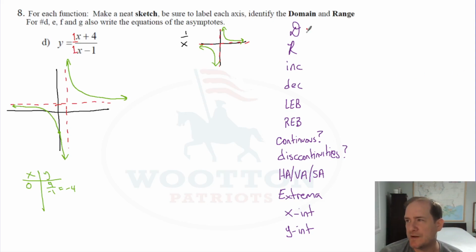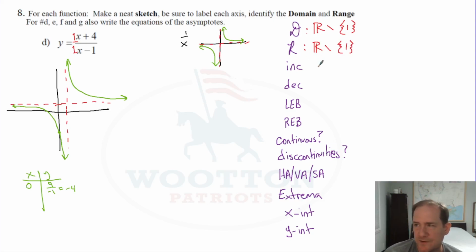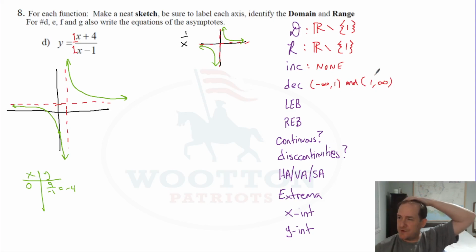So what's my domain? My domain would be real numbers except for that vertical asymptote, which is at 1. My range would be real numbers except for the horizontal asymptote, which happens to also be at 1. My increasing interval is that I don't have one at all. This graph just decreases on 2 intervals. It decreases from negative infinity to the vertical asymptote at 1, and then it also decreases from the vertical asymptote to infinity. So you got to give it as 2 separate intervals.